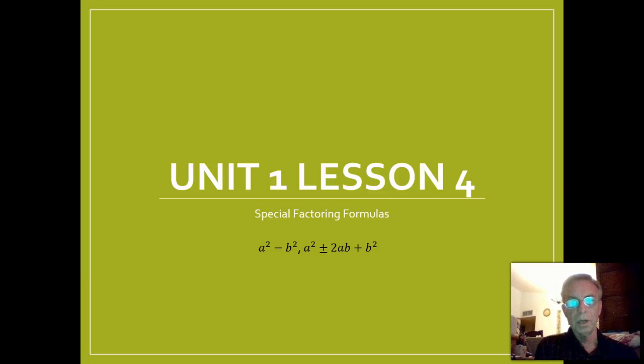Okay, this is Unit 1, Lesson 4. What we're talking about today are special factoring formulas. Those are a squared minus b squared, which is called the difference of two squares. And then we have a squared plus or minus 2ab plus b squared. That is just a binomial that has been squared. So first off, we'll start with a little bit of information.